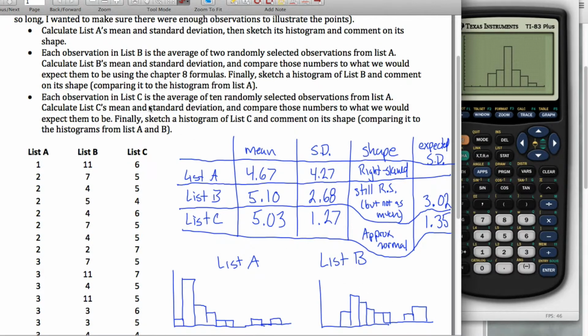What about list C? Now it's the average of 10 randomly selected observations, so N is equal to 10. Calculate the mean and standard deviation. Here they are. And compare them to what you would expect. I'd expect the mean to be the exact same in all three of these cases, and they're pretty close. But the standard deviation here is 1.27. I'd expect it to be 1.35. Wow, that's really close.